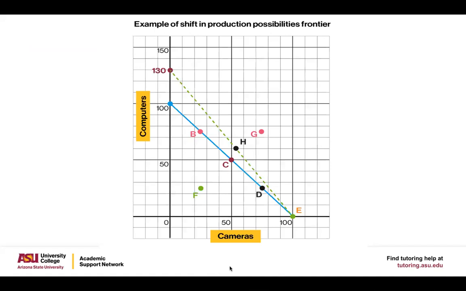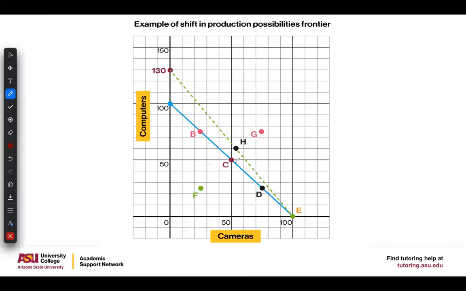So, in this example, as you can see, the company was previously able to produce 100 computers or 100 cameras. But now, with the technological advancement, it can either produce 130 computers or 100 cameras. So the points B, C, and D were the most efficient points before the technological advancement.